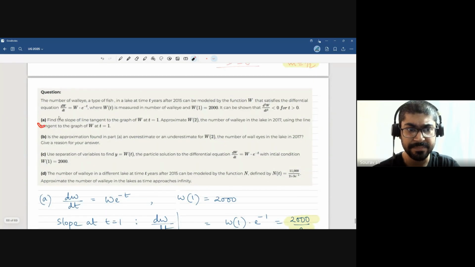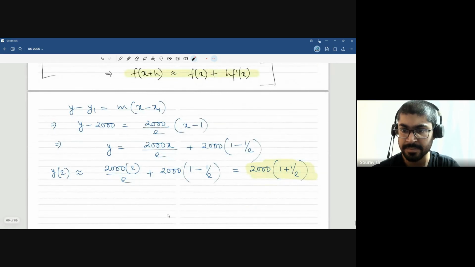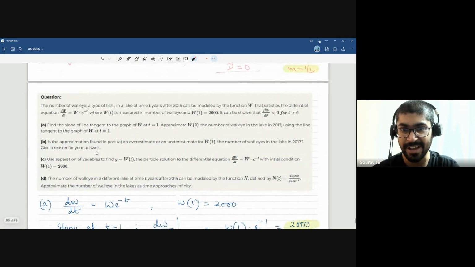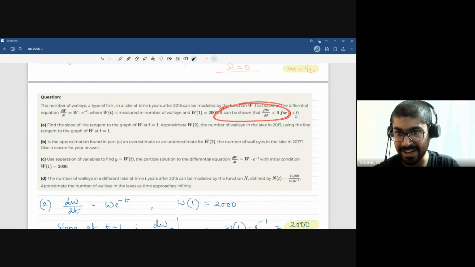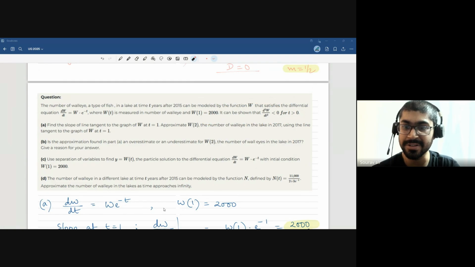All right. Second part. Is the approximation found in part A an overestimate or underestimate? What do you think? This question is not that difficult. It is just a question of application. What is said here? It can be shown that d2w by dt2 is less than 0. If the second derivative is less than 0, what does that mean? How does the graph look like?